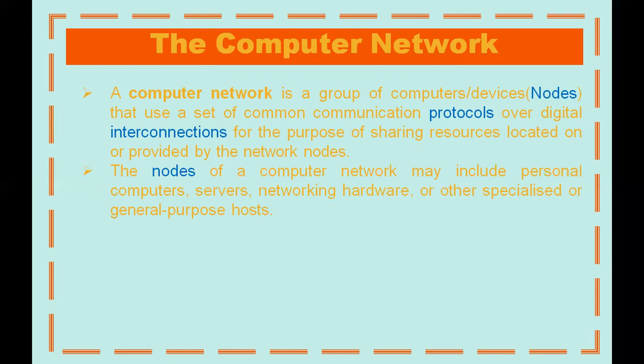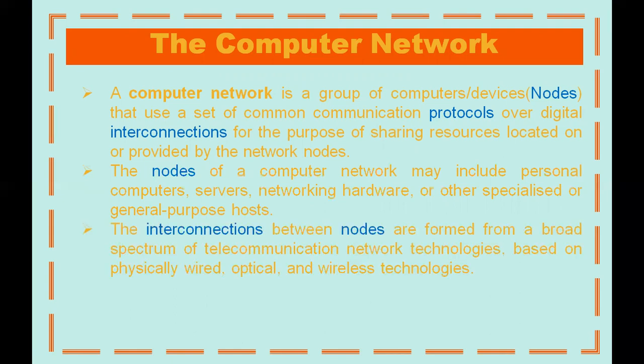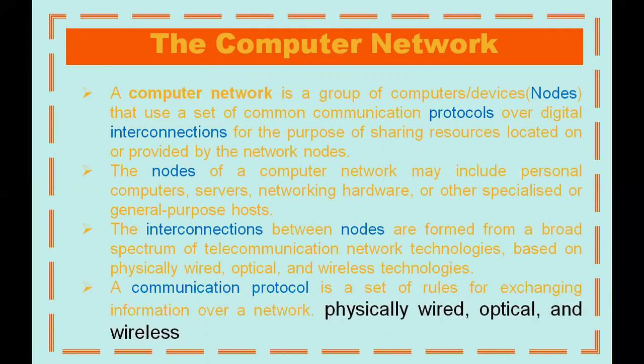For this we will require both software and hardware parts. The interconnection between nodes is formed from a broad spectrum of communication network technologies. Either it is connected in a physical mode, that is a wired mode, or a wireless mode. Wired mode means it is connected with cables, either an optical cable, a coaxial cable, or a parallel line cable. For the fastest communication, optical cables are preferred. The second is wireless mode, which offers Bluetooth or Wi-Fi depending on your necessity.